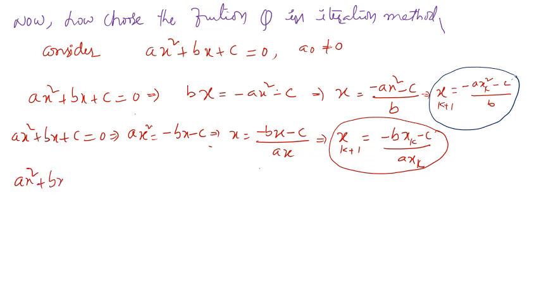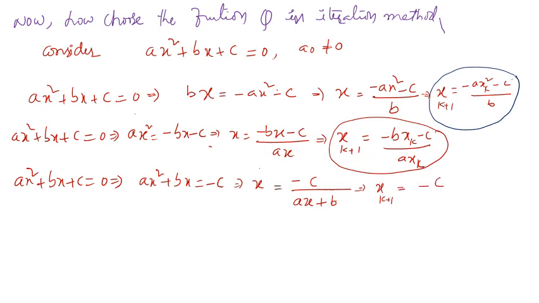ax square plus bx plus c equal to 0 implies, let me write another way, ax square plus bx equal to minus c, right? From the left side x is common and the remaining is taken onto the right side, that means x times ax plus b. From this I can write xk plus 1 equals minus c by axk plus b. This is another choice.